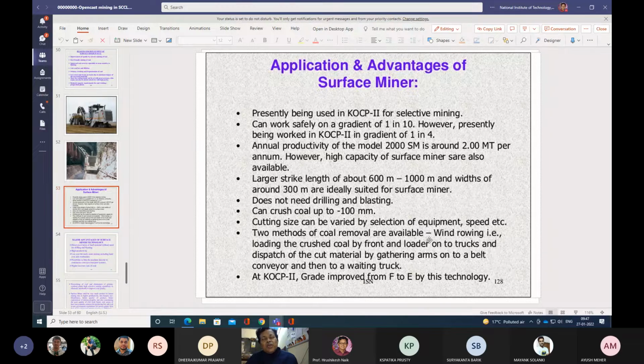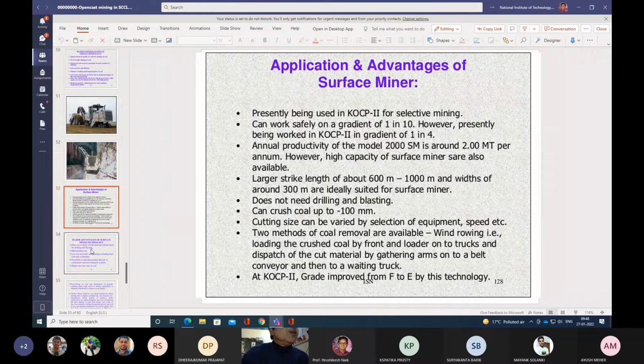So this method of mining is called windrowing of surface miner technology. At the open cast mines, grade improved from F grade to E grade by this technology, because you are mining selectively. So high grade coal is mined by this method of mining.